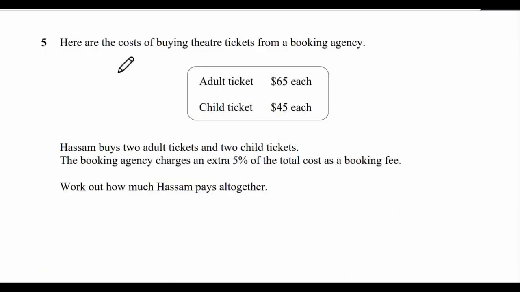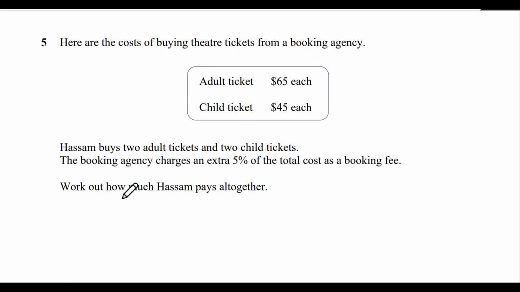Question 5 says, here are the costs of buying theater tickets from a booking agency. Adult ticket is $65 each. Child ticket is $45 each. Hassan buys 2 adult tickets and 2 child tickets. The booking agency charges an extra 5% of the total cost as a booking fee. Work out how much Hassan pays altogether. 10 seconds. 10, 9, 8, 7, 6, 5, 4, 3, 2, 1.